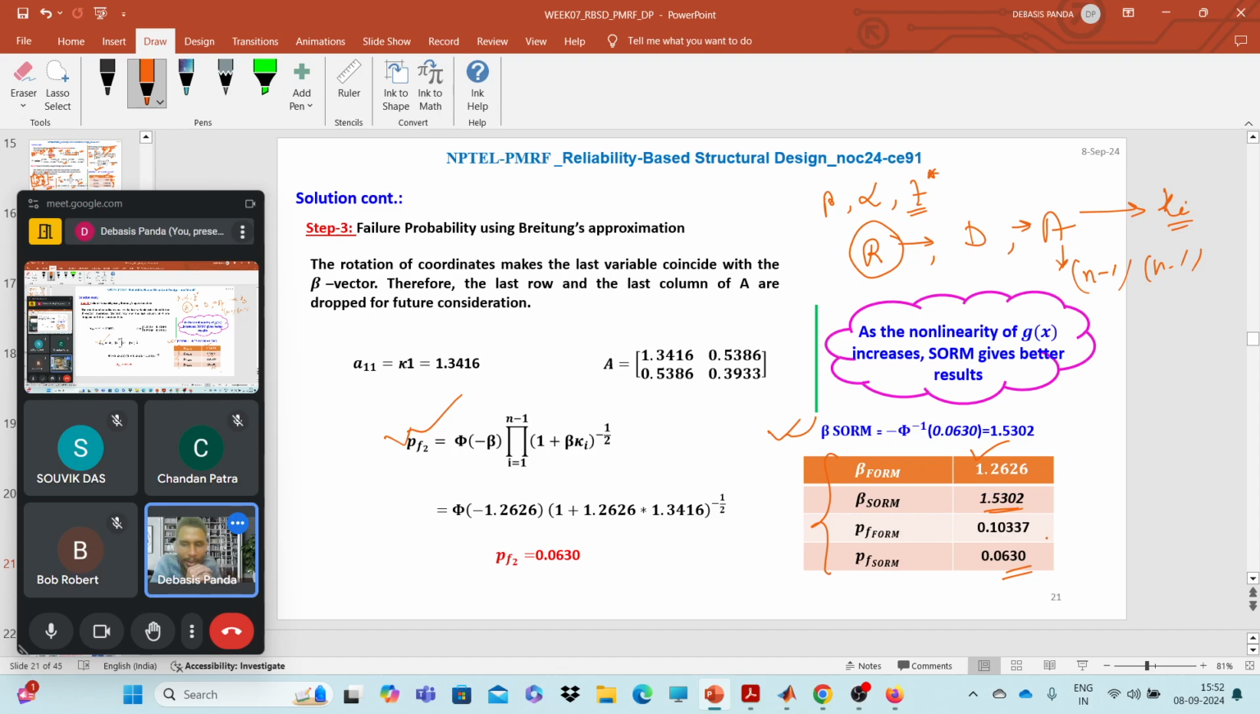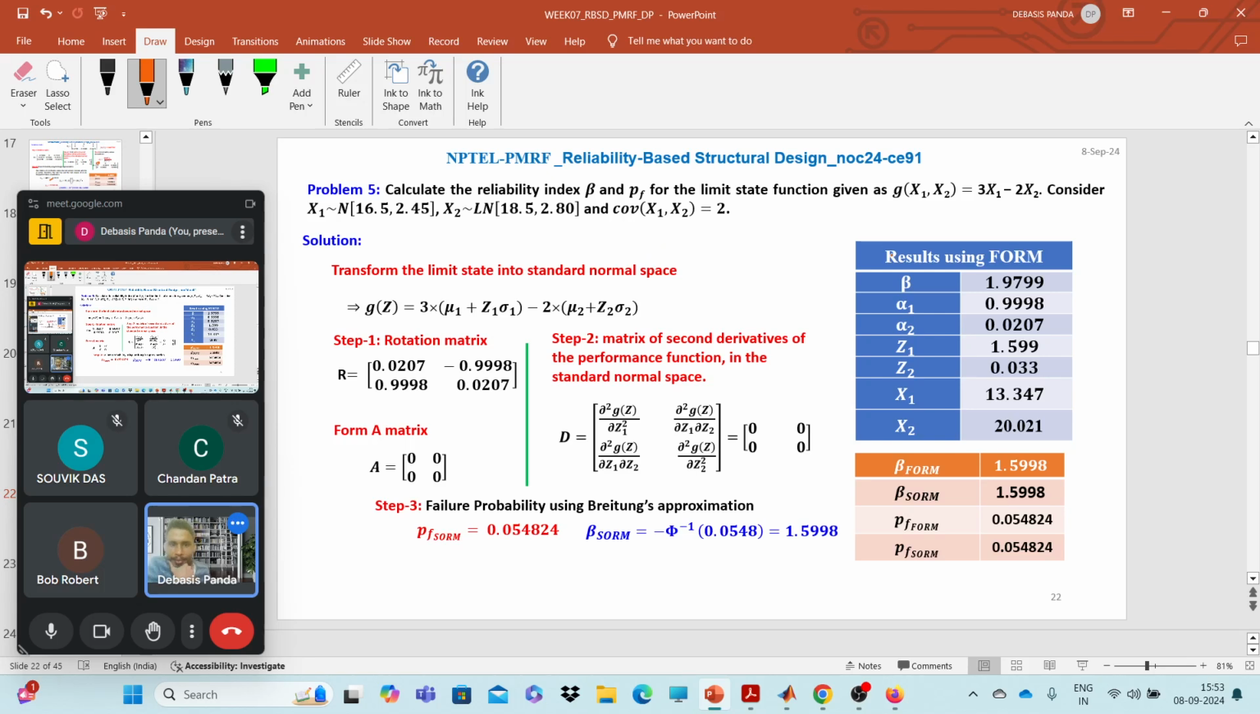What happens if we have a completely linear function? Then there will be coincidence. The two values will be the same. Why? Which matrix will be 0 for that? The A matrix, because it contains the information about the curvature. If we have a linear limit state, there will be no curvature, so A will have no component. Agree with me? Yes. Let's check.